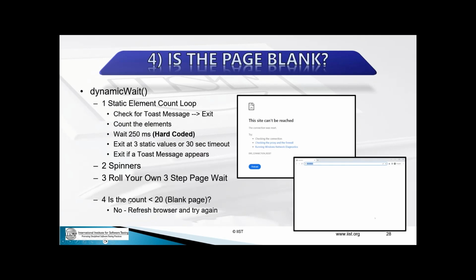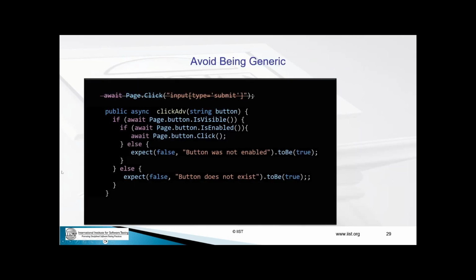Last thing is, hey, I counted all these things, but did we have a blank page? Was the site not able to be reached? If the number of elements on the page is less than 20, it's probably something went horribly wrong. But we don't have to fail at that point. We could give it one more shot. We could say, hey, can you please refresh the browser and go through this whole loop one more time, just to make sure that this wasn't some sort of random problem that popped up.